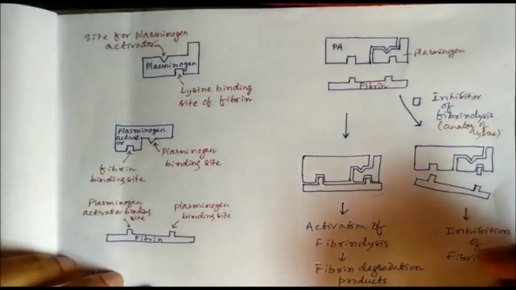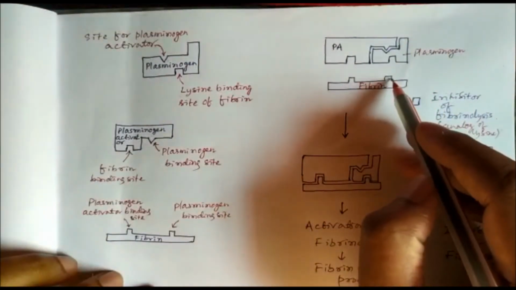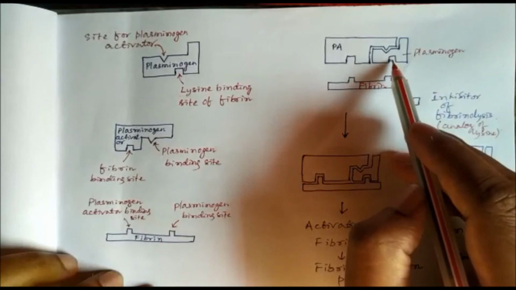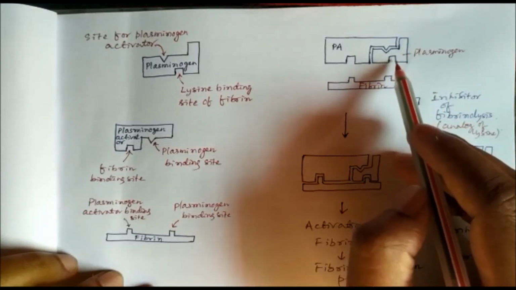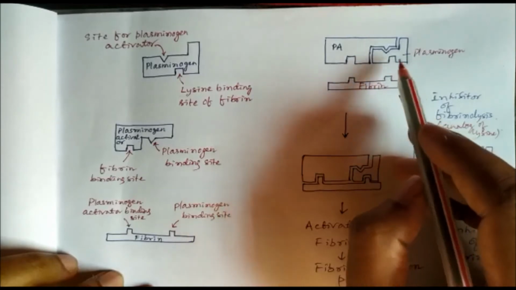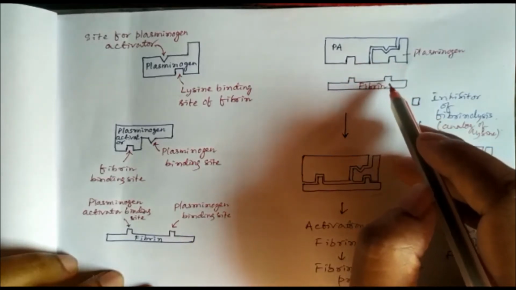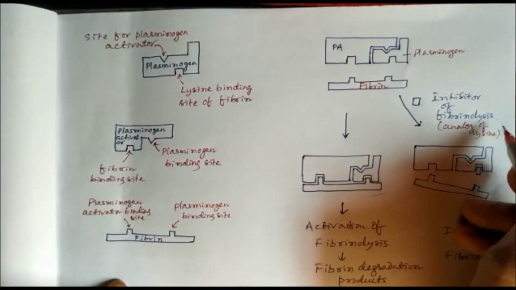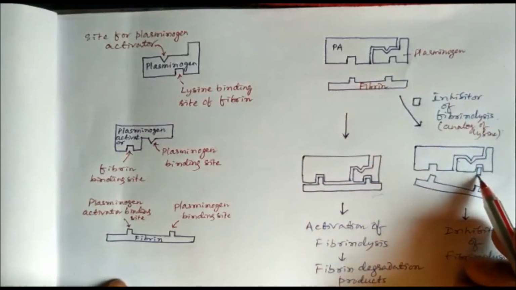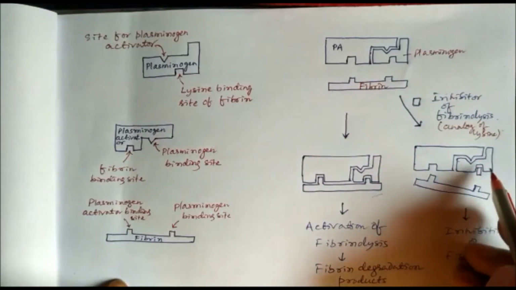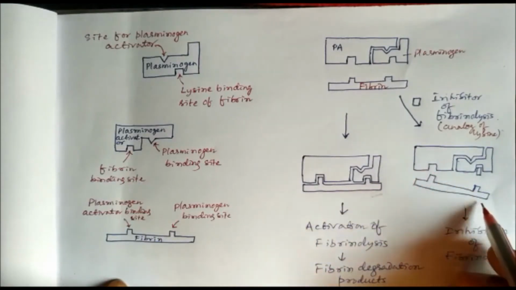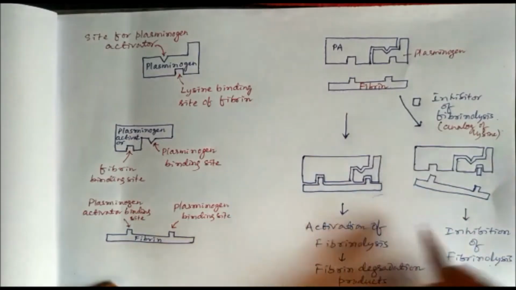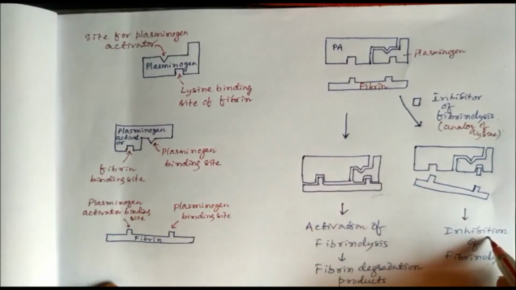Okay, and then if we use any lysine analog, that will bind to the plasminogen site, the site to which fibrin has the affinity to bind. So when we use any analog of lysine, that will act as an inhibitor of fibrinolysis, because that site will be occupied and fibrin now cannot bind. Fibrin can bind to the plasminogen activator but cannot bind to the plasminogen site. So that will result in inhibition of fibrinolysis. In this way, fibrinolytics and antifibrinolytics act.